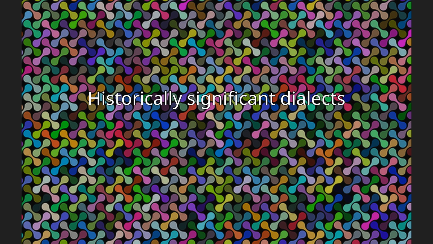Historically significant dialects. Lisp 1, first implementation. Lisp 1.5, first widely distributed version, developed by McCarthy and others at MIT. So named because it contained several improvements on the original Lisp 1 interpreter, but was not a major restructuring as the planned Lisp 2 would be.